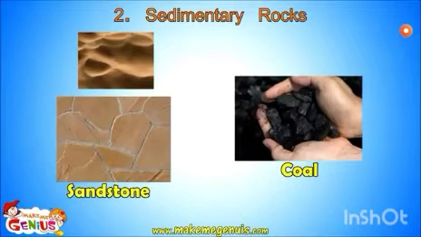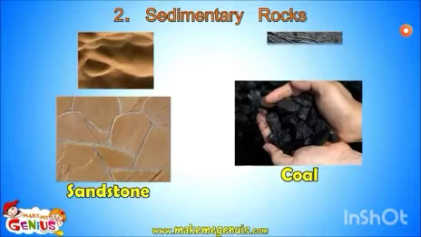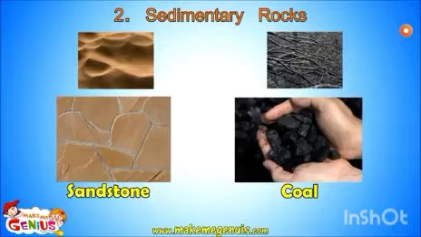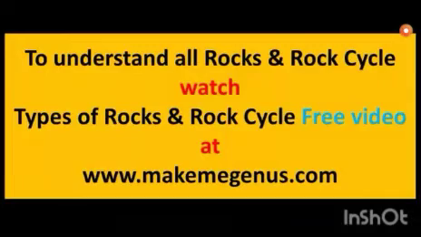Yes children, sandstone is also a sedimentary rock, whereas coal is formed by the sedimentation or the pressure applied on dead plants. Once a plant is dead, what happens to it? It starts decomposing. According to the weather and pressure, it gets compressed and forms a sedimentary rock. A sedimentary rock is formed.